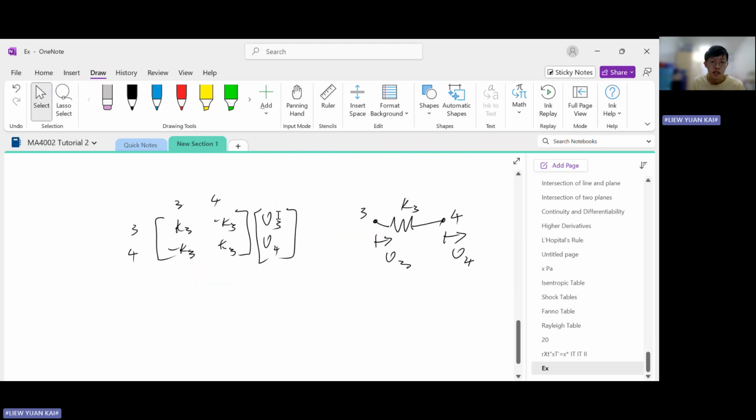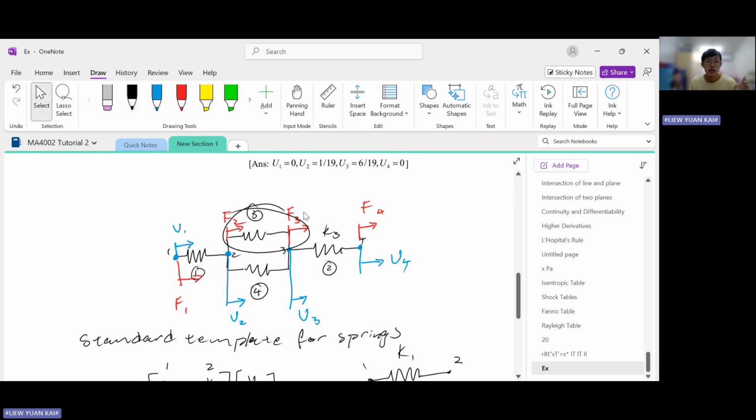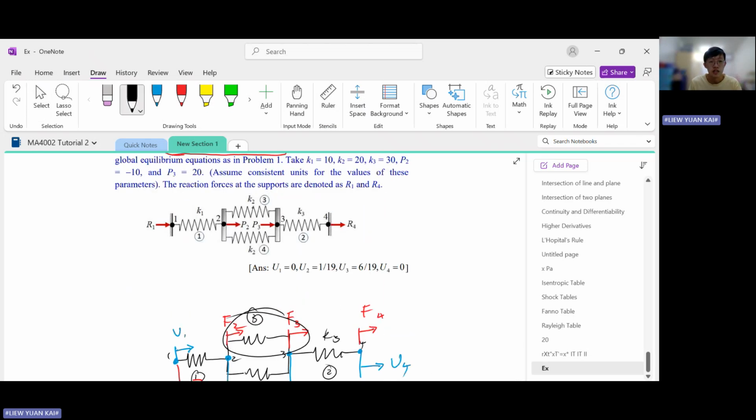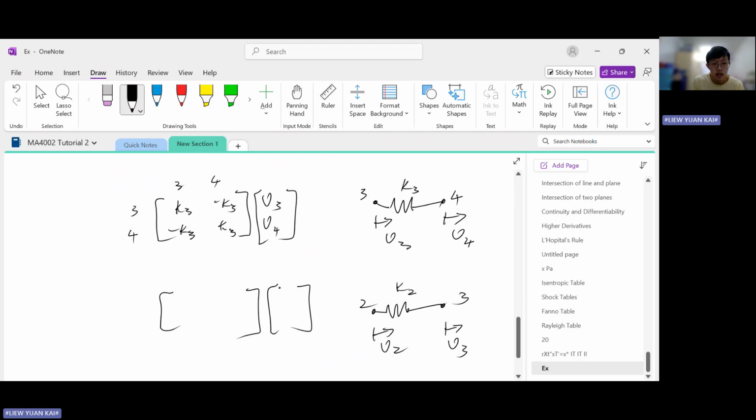So let's take a look at spring 3 next. Spring 3 here is surrounded by nodes 2 and 3, and it has a spring constant of k2. Let's draw that out. Since its nodes are 2 and 3, its nodal displacement will be u2 and u3. Then you write out the element equilibrium equation. This will be u2, u3, headings 2, 3, 2, 3, and entries k2, minus k2, minus k2, k2.